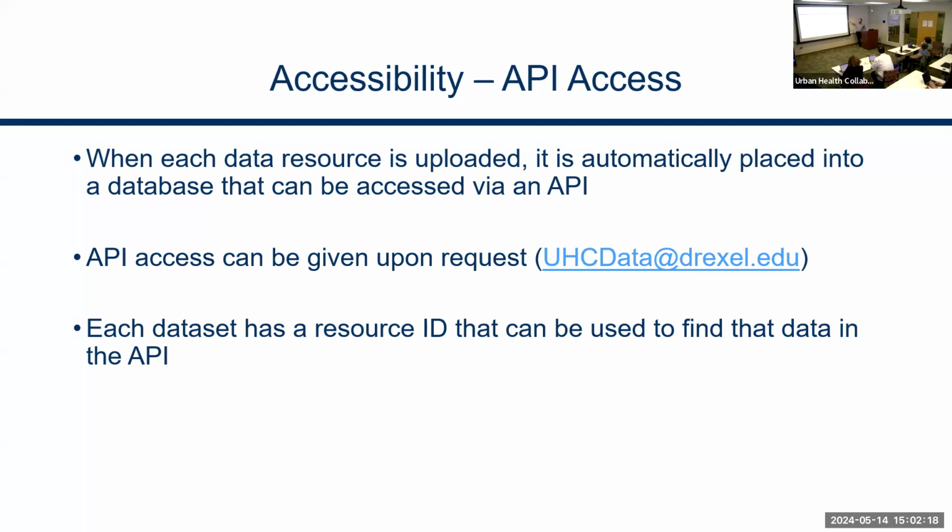Also, as a plug, API access can be given by request. If you have access to the portal, please email us at uhcdata@drexel.edu. And each data set has a resource ID that connects everything, all of the metadata, everything that you need to know. That also can be used to find that data using the API.